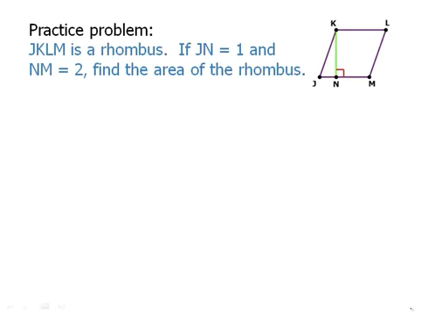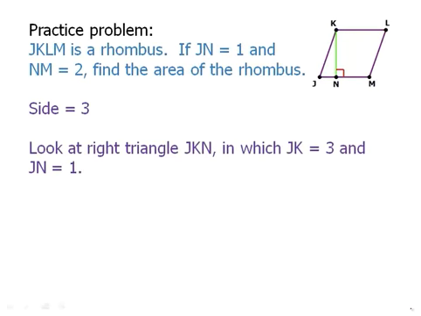So here's a practice problem. Pause the video and then we'll talk about this. Okay, so if JN equals 1 and NM equals 2, then all the way across from J to M has to be 3. And because it's a rhombus, every side has to have a length of 3.